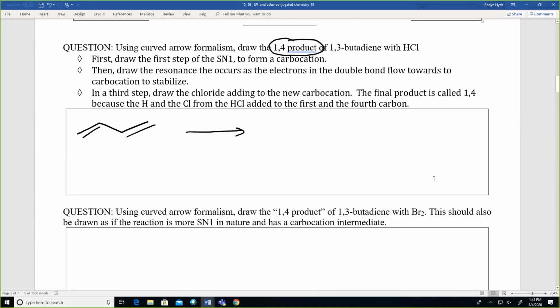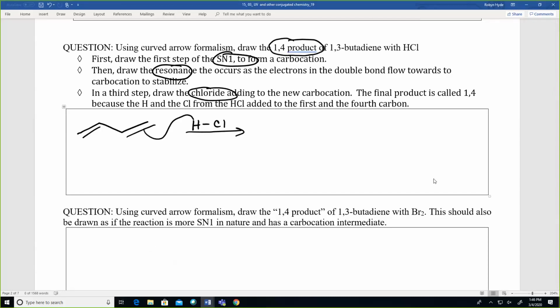Okay, so now I'm going to add chemistry. And so for the 1,4 product, what happens is we do SN1 to get the carbocation, but then we have resonance, and then the chloride adds. So let's go ahead and go through those steps. So the pi bond attacks with the proton. I break the HCl bond. And then again, I get the carbocation at the middle carbon.